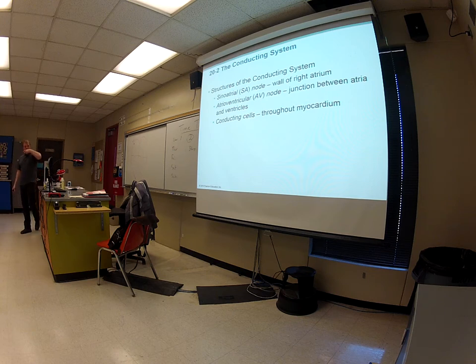Okay, so structures of the conducting system, the sinoatrial node, the wall of the right atrium. So here you go, right up here. All right? So it says the atrioventricular node. It's a junction between the atria and the ventricles. So we're right down here.